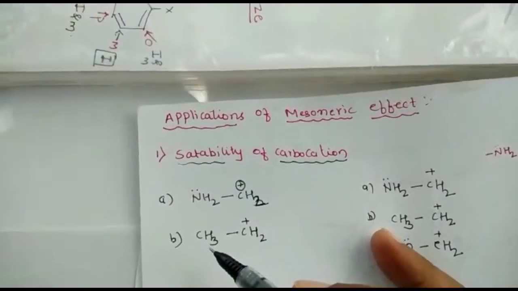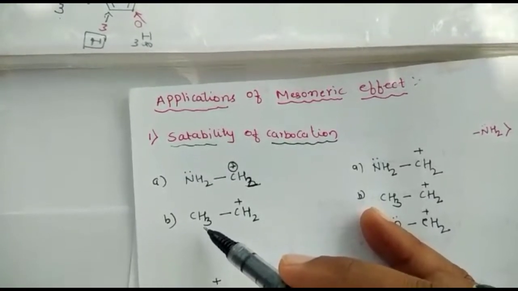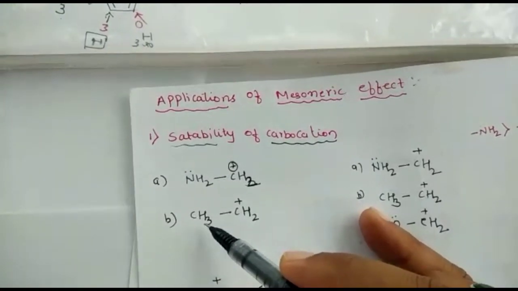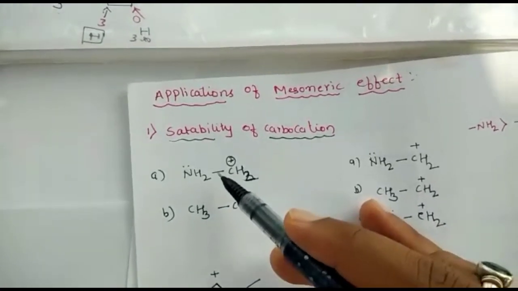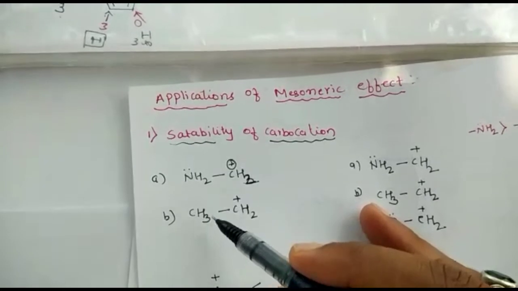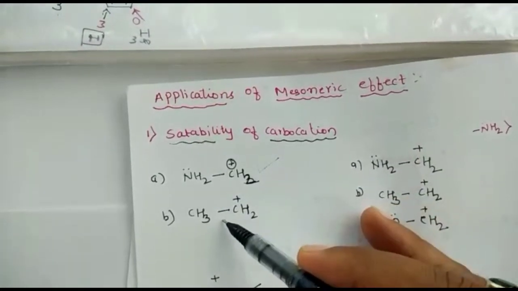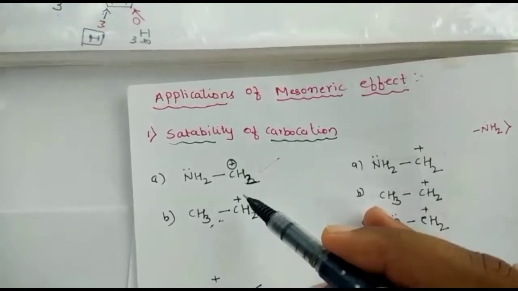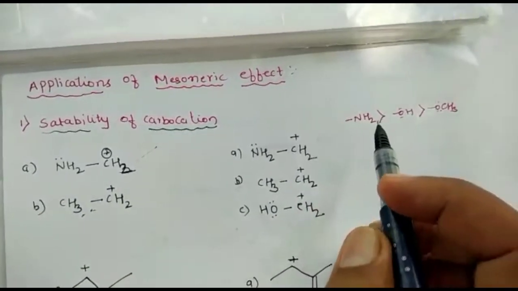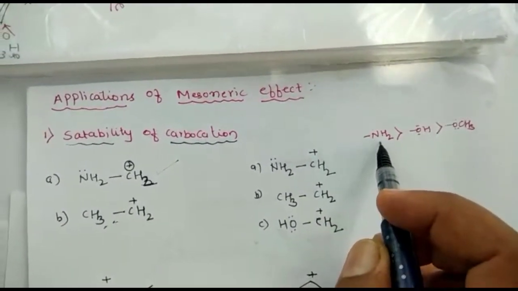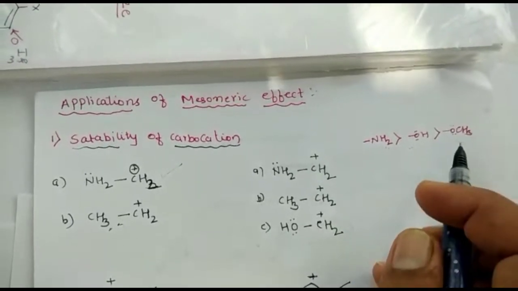In this case, CH3 is also an electron donating group, but it will not produce a plus M effect. It will produce a hyperconjugation effect or inductive effect. You know that the mesomeric effect is stronger as compared to the inductive effect. So A is the more stable carbocation as compared to CH3CH2 positive. See the order of electron donating effect: NH2 has more power to donate electrons to the carbon as compared to OH, and as compared to OCH3.